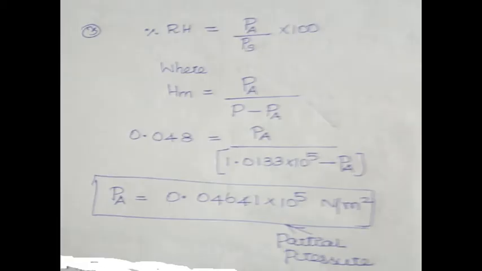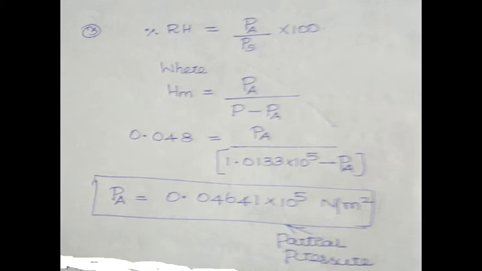Next property, percentage RH. The percentage RH formula is PA by PS into 100. One thing is very important: in the psychrometric chart problem, no pressure data are given, so how do we calculate the pressure values? PA is the partial pressure, and PS is the vapor pressure. We will discuss them one by one, first the partial pressure.